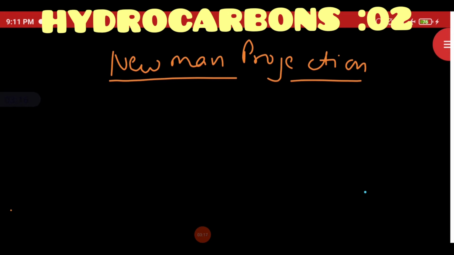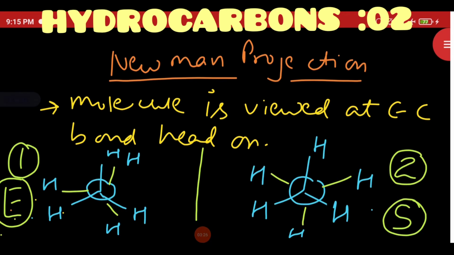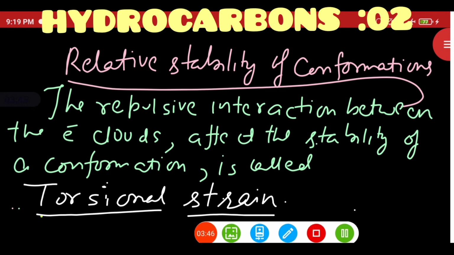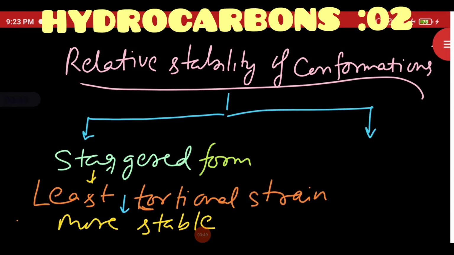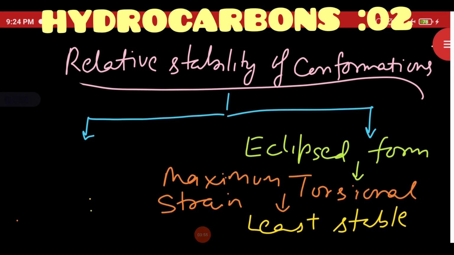Now comes the Newman projection. In this case, the molecule is viewed at the carbon-carbon bond head-on. Figure number 1 stands for eclipsed conformation and figure number 2 stands for staggered conformation. Next is relative stability of conformations. The repulsive interaction between the electron clouds affects the stability of a conformation. It is called torsional strain. Now, the staggered form has least torsional strain, so it is more stable. An eclipsed form has maximum torsional strain, so it is least stable.